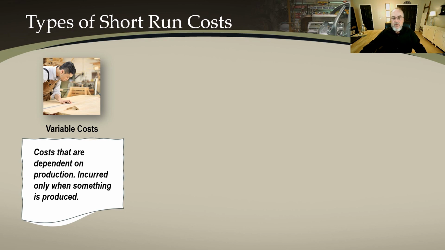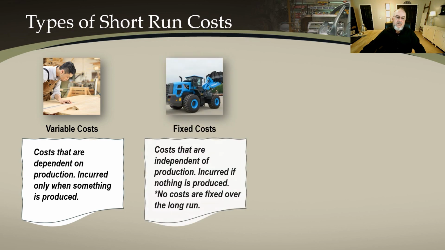So labor, if you're making French fries and you stop production, you don't need any more French fries, that kind of thing. Inputs. But then you've got the fixed costs. Just like with fixed resources, you've got fixed cost. So I can send everybody home, but I still have to pay my rent. I still have to pay my insurance. I still have to pay my taxes and things like that. So those are fixed costs.